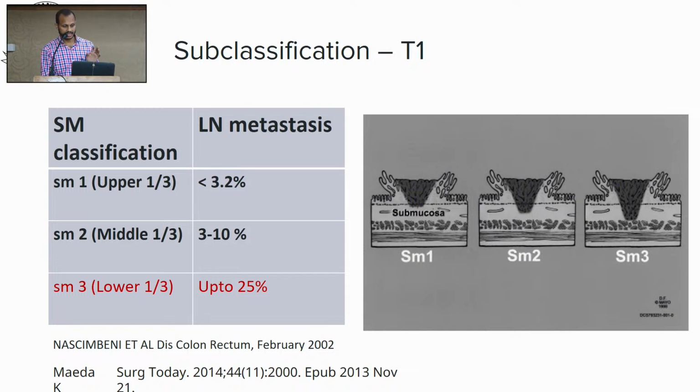To detect this SM status, we have to do endorectal ultrasound. MRI is important, but we have to add endorectal ultrasound to accurately identify the SM status of the cancer. Now, in SM1 disease, the risk of lymph node metastasis is less than 3%. So in SM1 we can do transanal minimally invasive surgery, and in SM2 it is 3 to 10%. In selected cases, well differentiated small tumors, SM2 also you can choose for this procedure. Whereas in SM3, the risk of lymph node metastasis is up to 25%. So that is not an ideal candidate for this procedure.